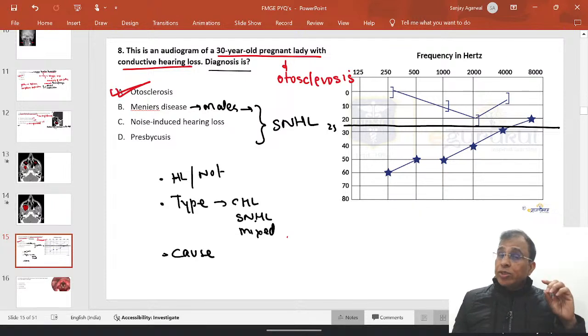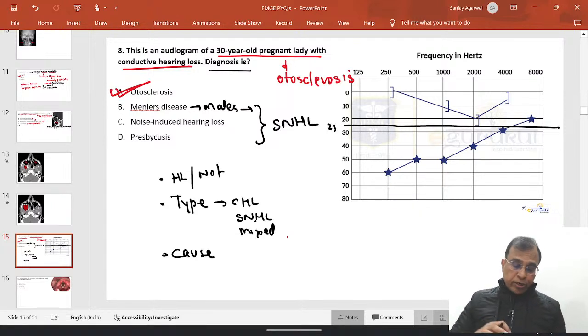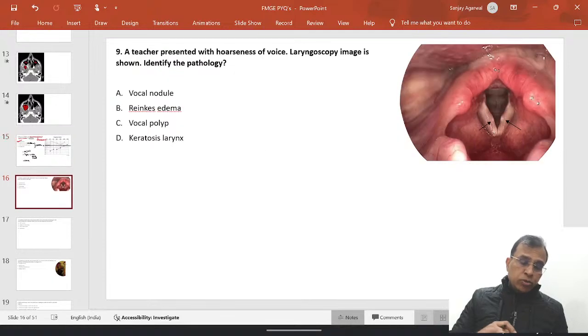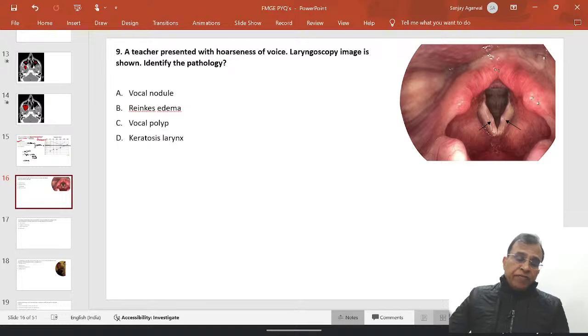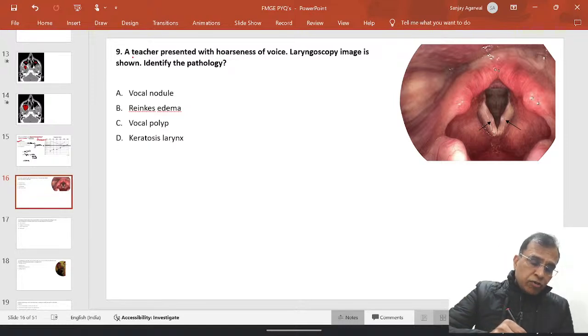So guys and girls, this was a very simple question. I'm sure everybody knew the answer. Let's go to the next question, question number 9. A teacher presented with hoarseness of voice. The laryngoscopic image is shown here, and they ask you to identify the pathology. Now, if a teacher has hoarseness of voice, it tells you it's a vocal cord disease.